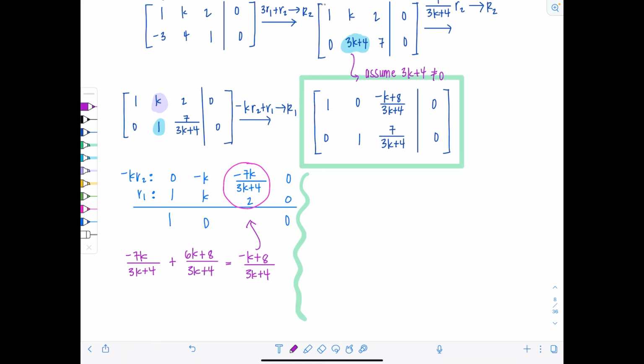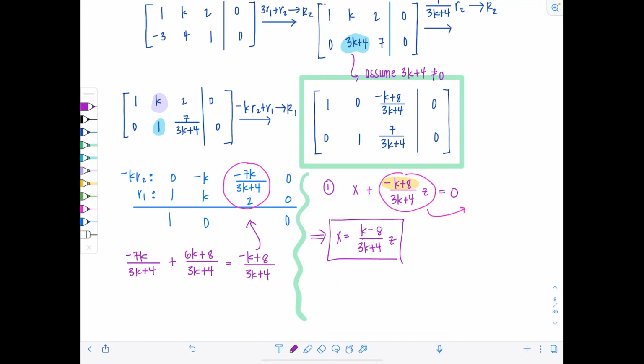So for the first row, we would have x plus 0y plus negative k plus 8 over 3k plus 4, that's the coefficient on z, equals 0. And then I could solve for x here if I move this term to the other side of the equation. And so remember, if I were to subtract it over, you would just change the signs of the terms in the numerator, right? If you multiply the whole term by negative 1. So x would equal k minus 8 over 3k plus 4 times z. Okay, so that's what we have for x.